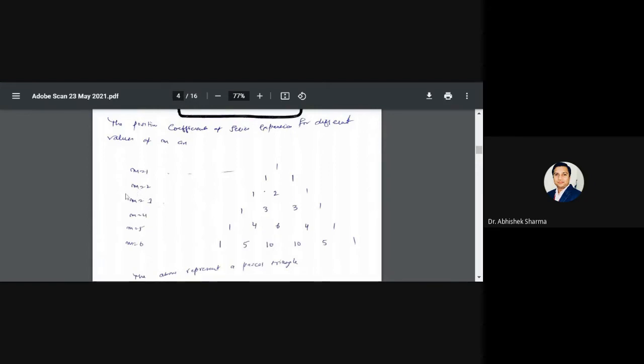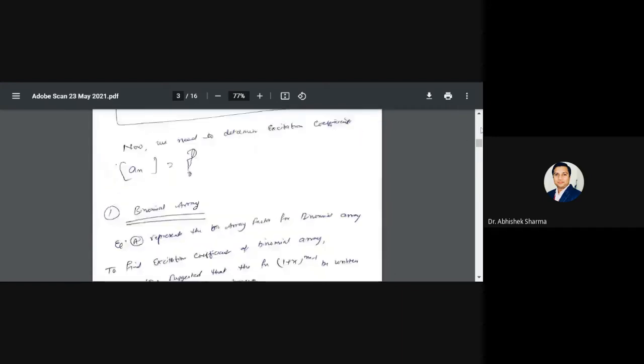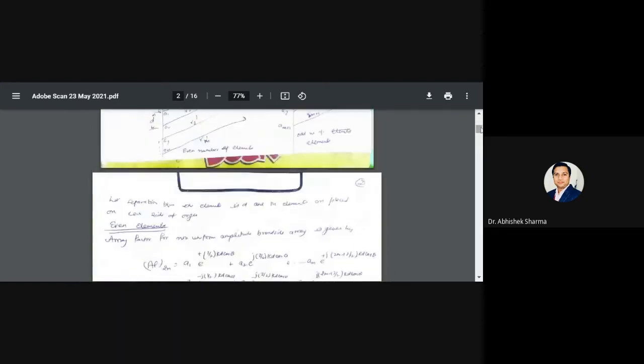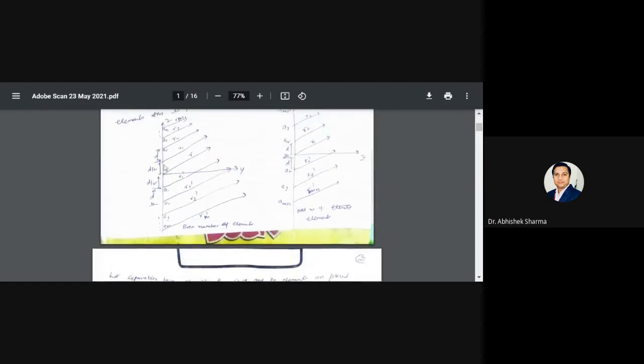So if I tell you simply, you will first see whether the number of elements is even or odd. So the number of elements is even in this case. If the number of elements is even, then go to the row that is parallel to this, that is 1 and 1, and put these two 1 and 1 in this diagram. So a1 is equal to 1 and a1 is equal to 1.